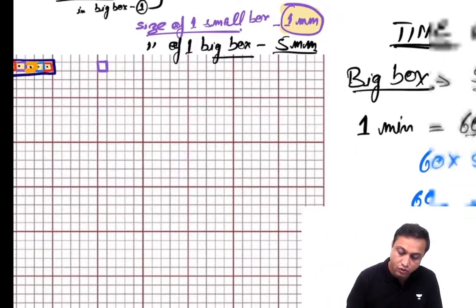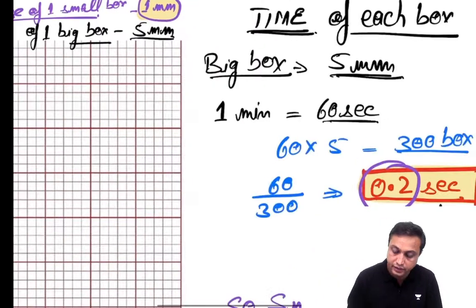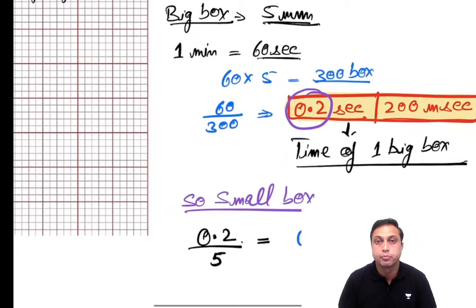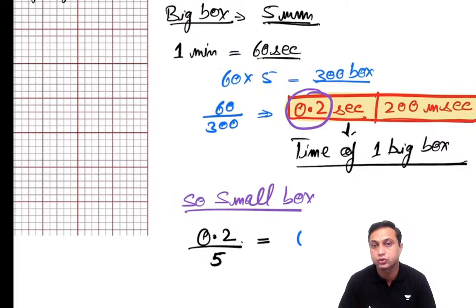What is the size of one small box? It is 1 millimeter. So what will be the size of one big box? It will be 5 millimeter. Then we talked about the time of each box. Big box means 5 millimeter. 1 minute has 60 seconds. So 60 into 5, how much beta? 60 into 5 is equal to 300 boxes.